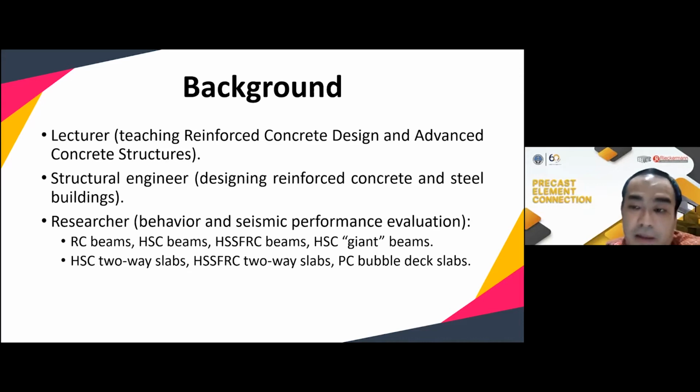the bubble deck slab. And I also have the experience of testing high-strength concrete walls. This is for my doctoral degree. We tested 7 high-strength concrete walls with concrete strength of more than 100 megapascals, and we also have some publications in the ACI Structural Journal for this research.